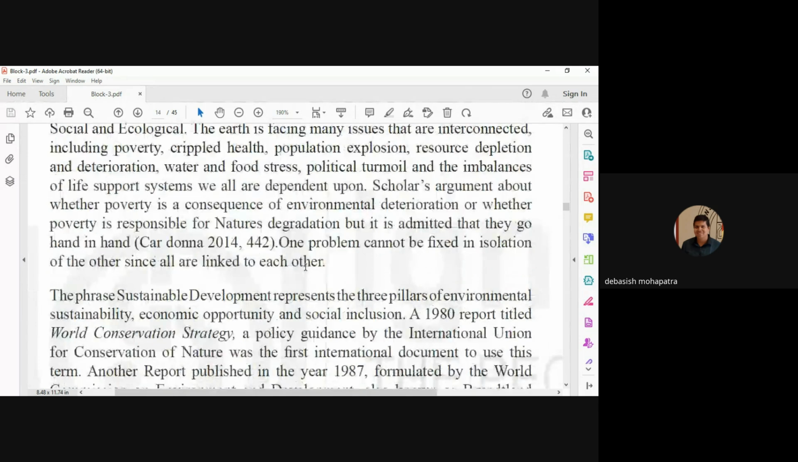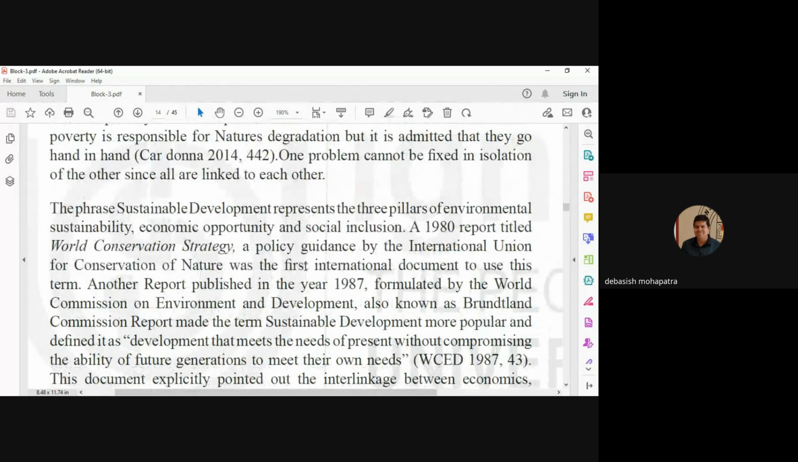So one problem cannot be fixed in isolation of the other, since all are linked to each other. Obviously these problems are interlinked. Sustainable development represents the three pillars of environmental sustainability, economic opportunity and social inclusion. In the 1980s, a report titled World Conservation Strategy, a policy guidance by the International Union for Conservation of Nature, was the first international document to use this term.